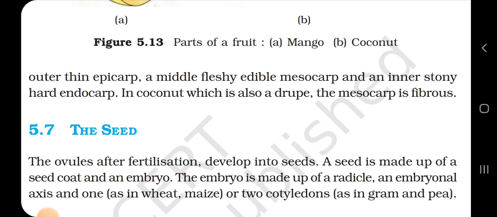5.7. The seed. The ovules after fertilization develop into seeds. The seed is made up of a seed coat and an embryo. The embryo is made up of a radicle, an embryonal axis, and one cotyledon as in wheat and maize, or two cotyledons as in gram and pea.